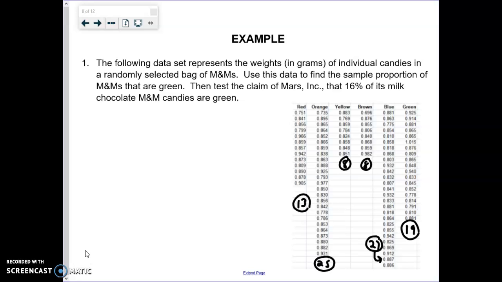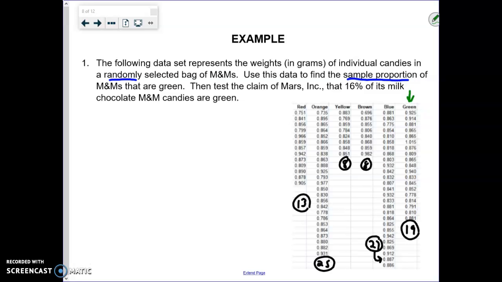Okay, so it says the following data represents the weights in grams of individual candies in a randomly selected bag of M&Ms. So it's randomly selected, so underline that. Use this data to find the sample proportion of M&Ms that are green. So here's the green. And then test the claim that the Mars company, who makes M&Ms, say that 16% of its chocolate M&M candy should be green.